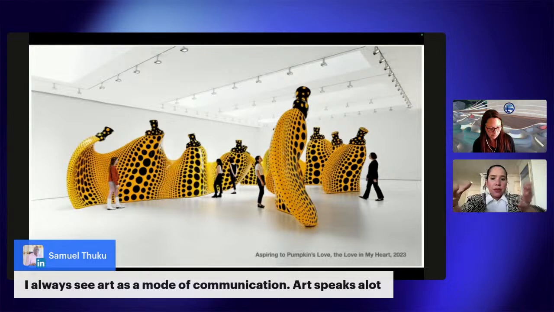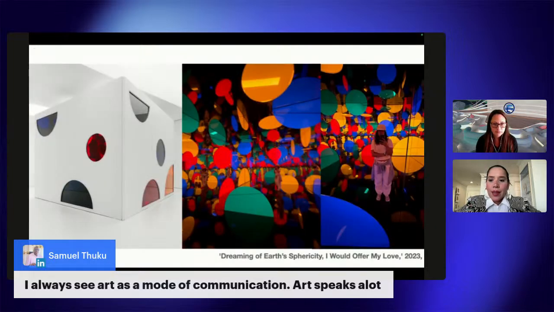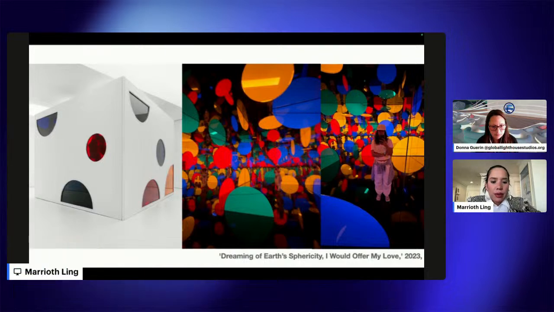So this installation, for example, is only sculpture, and it's the pumpkin motif, as we were talking before. The name is Aspiring to Pumpkins Love, the Love in My Heart. That was made in 2023. This is more pumpkins in a garden. This is an infinity room, Dreaming of Earth's Sphericity. It's a lot of dots.